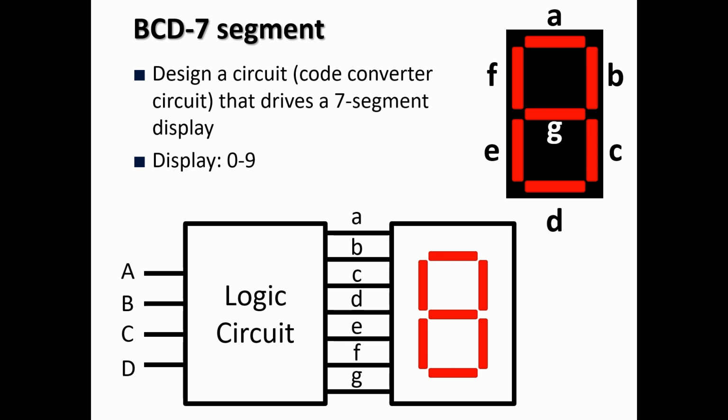So this is the code converter circuit. You convert from the 4 bits A, B, C, D to a different output coding, and the circuit is going to determine when the A LED is turned on, when the B, the C, and so on. For that, we always start with a truth table. So we're going to have a truth table for our code converter.